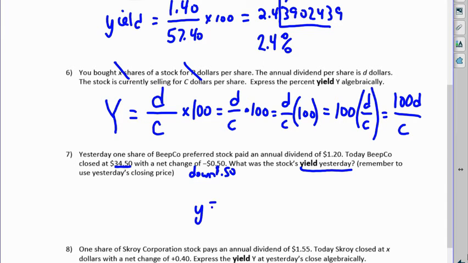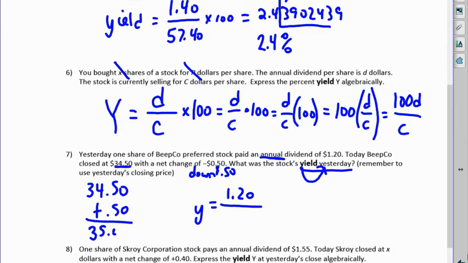So yield is going to equal that dividend, make sure it's annual, $1.20, over, I want you to compare to yesterday. And if it's $34.50 today, which is down from yesterday, so yesterday down 50 cents, you're now at $34.50, we have to add 50 cents to get to yesterday. So 35 and then times 100.